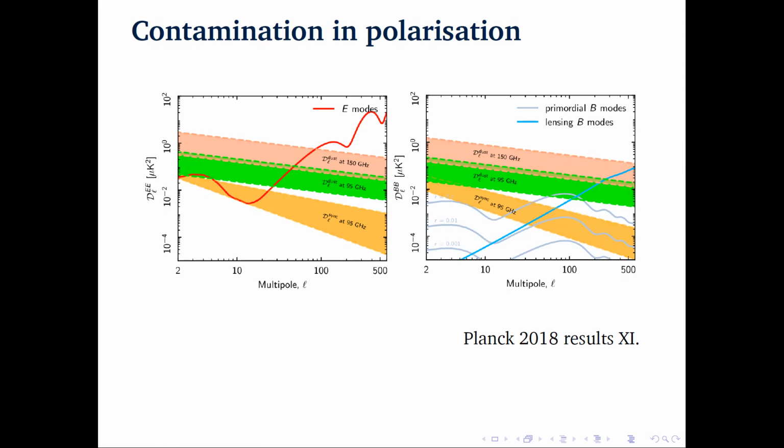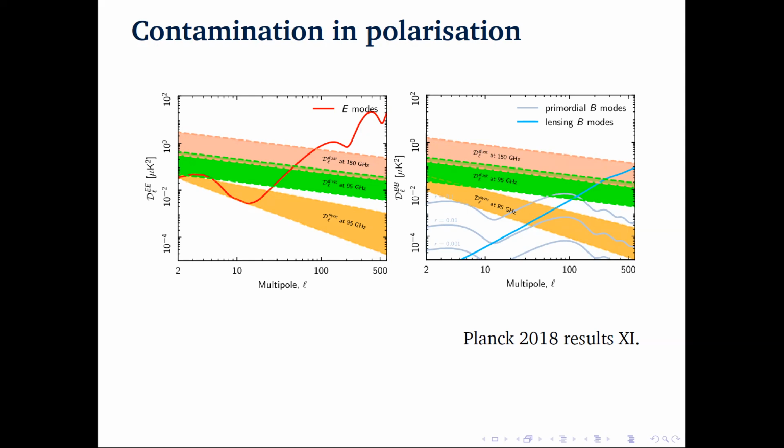Here on the x-axis we have the multipoles, which basically represent the scales, and here we have the signal in terms of angular power spectrum. And you can see here that for E modes, the E mode signal dominates over the foreground bias at smaller scales, which are the higher multipoles. And here we can see the lensing B modes, and you can see that the lensing B modes are completely dominated by the noise, right?